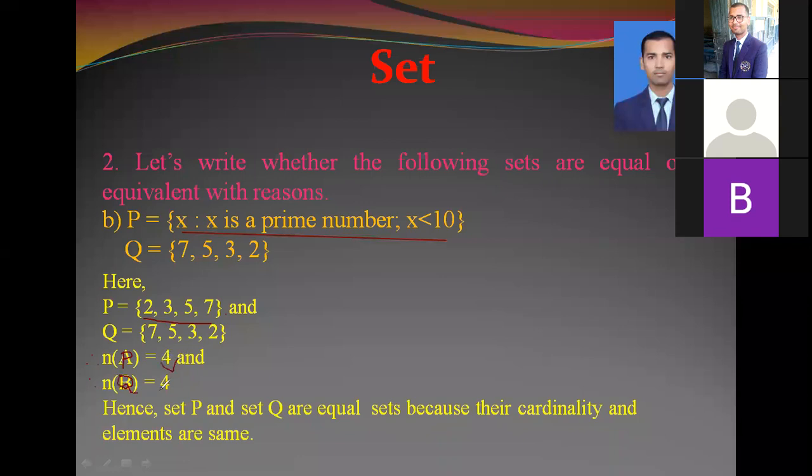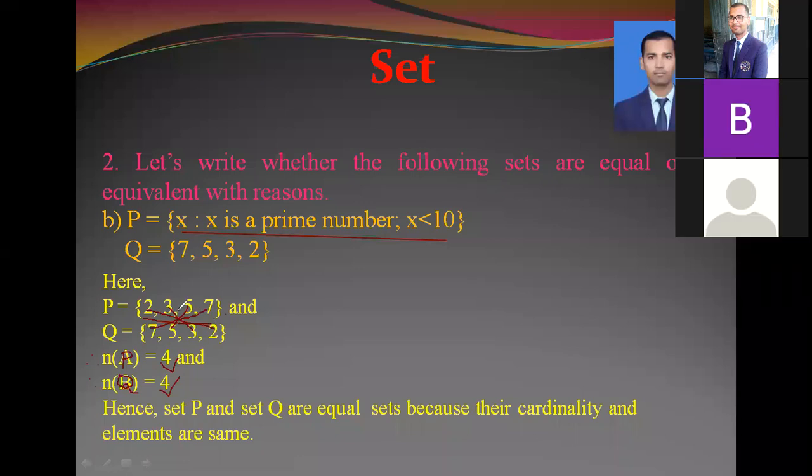So after that, let's match their elements. Here we can match 2 with 2, 3 with 3, 5 with 5, 7 with 7. So all the elements match with their own similar elements. That's why their elements are the same and also their cardinality is equal. Hence set P and set Q are equal sets because their cardinality and elements are the same.